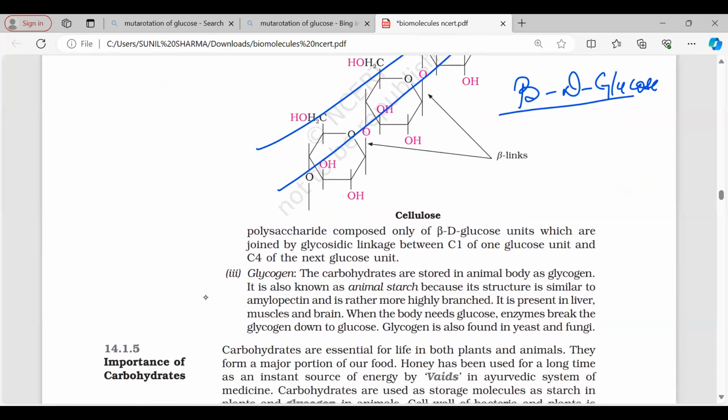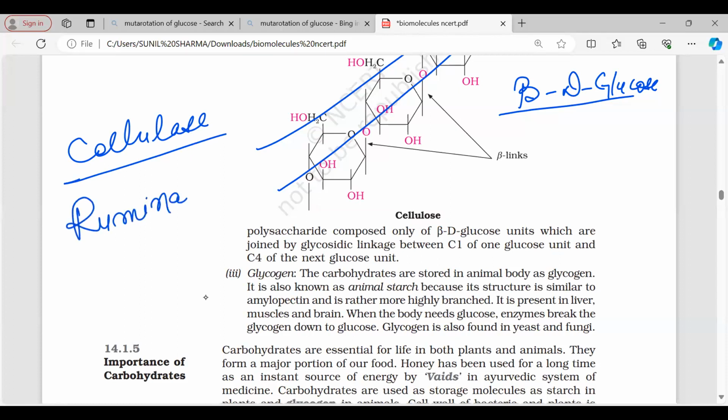Yes, sir. Any bio student would like to tell something about the starch? Humans cannot digest the cellulose because they do not contain the enzyme required. The enzyme required to digest it is cellulase, which is present only in the stomach of ruminants, the animals called ruminants.